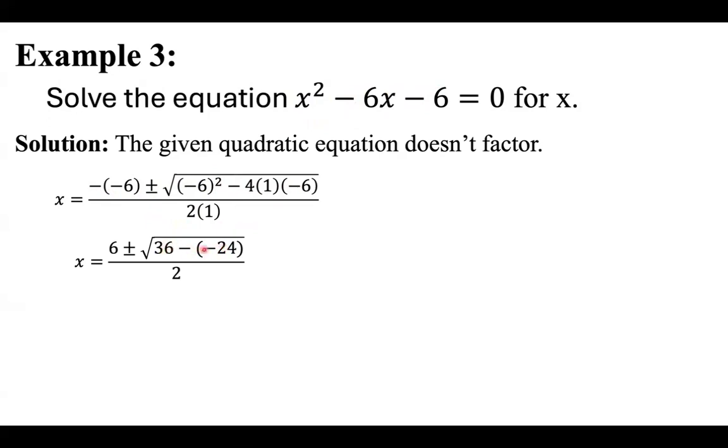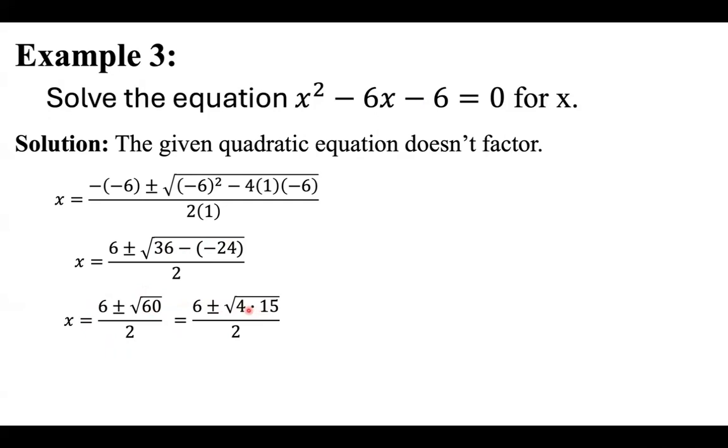Simplify what's inside the radical. Of course, again, negative and negative makes positive. So this is the same thing as 36 plus 24, which makes 60. Now, in order to simplify this, I have to find a perfect square that goes into 60. 4 goes into 60 15 times, so I can write 60 as the product of 4 and 15.